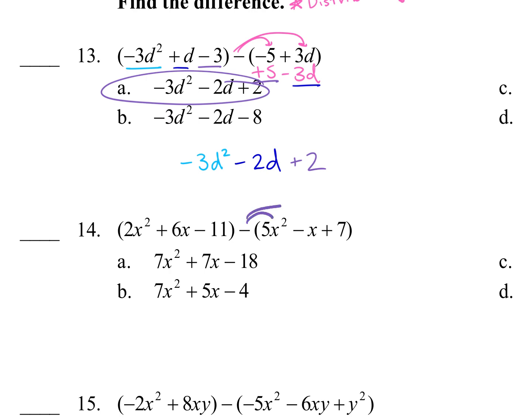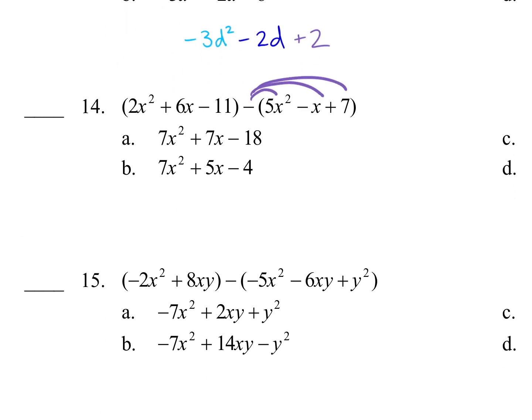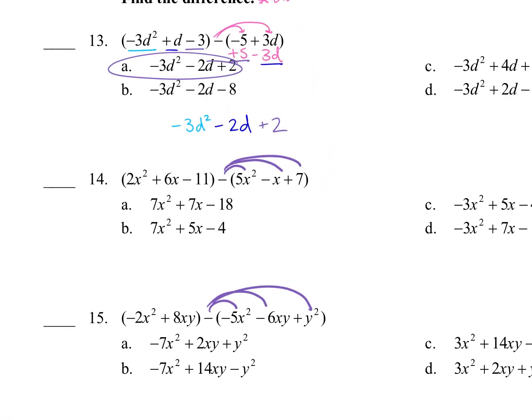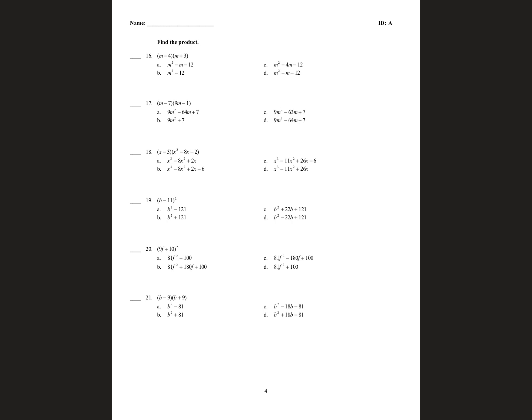14 is the same thing. We have to distribute the negative before we start. And 15, same thing. Distribute the negative before we start, and then just combine like terms. Any questions here? All right.